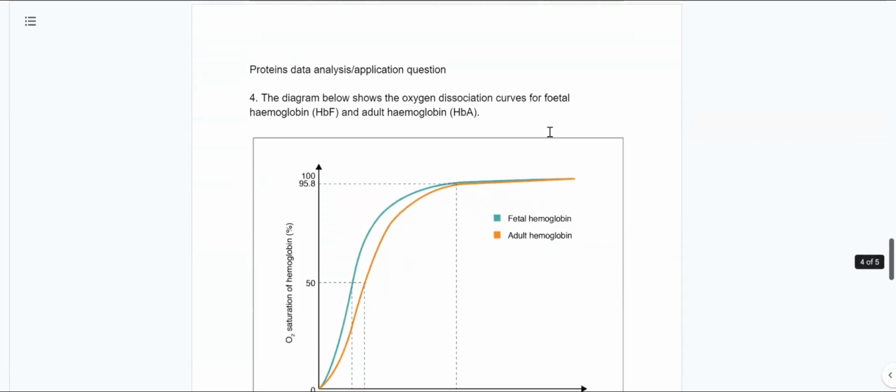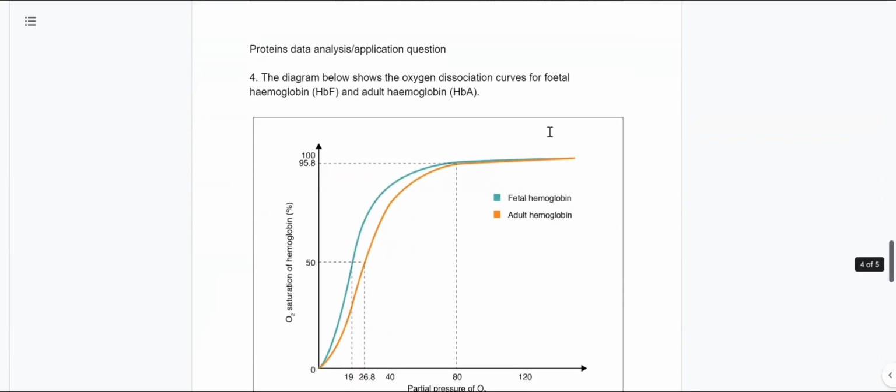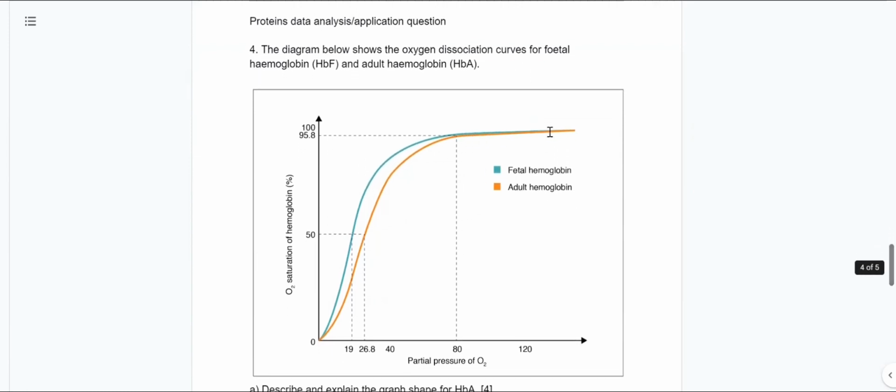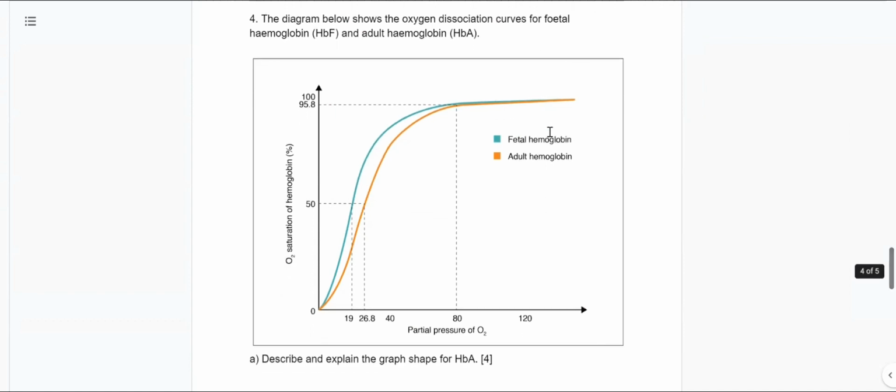So now we are moving on to a data analysis and application question for proteins. Question 4 says, the diagram below shows the oxygen dissociation curves for fetal hemoglobin, otherwise known as HbF, and adult hemoglobin, otherwise known as HbA. So part A asks you to describe and explain the graph shape for HbA, which is adult hemoglobin.